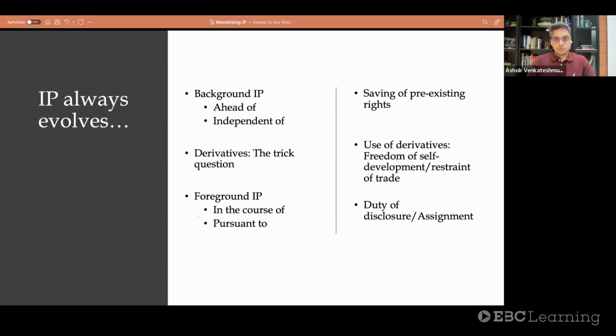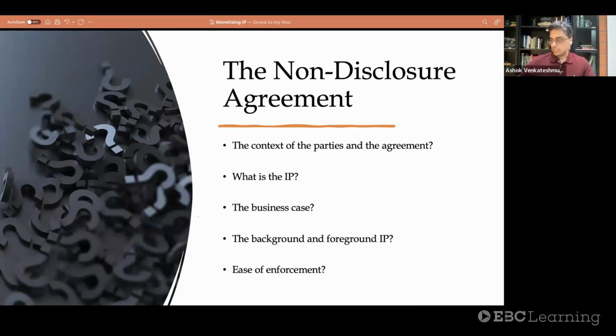Okay. So any questions so far? Everybody clear with the concept? Okay, so I'm going to quickly run through two templates.